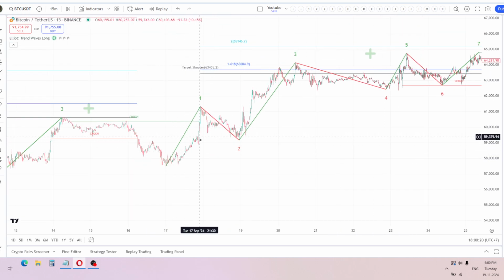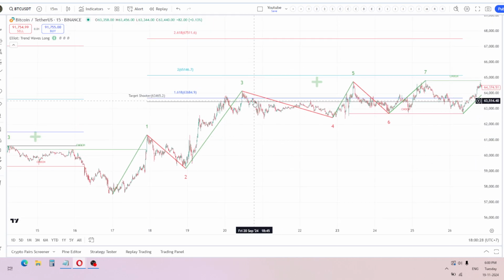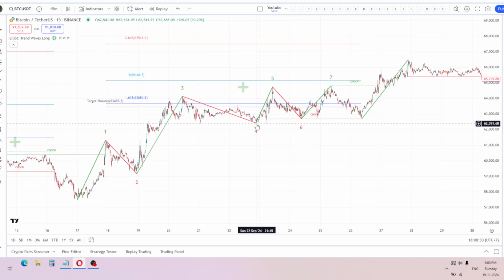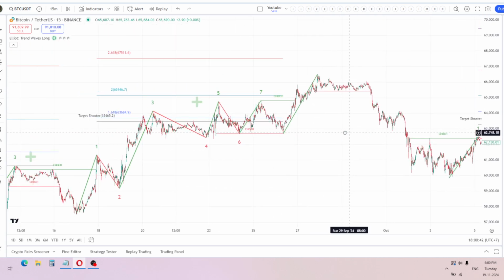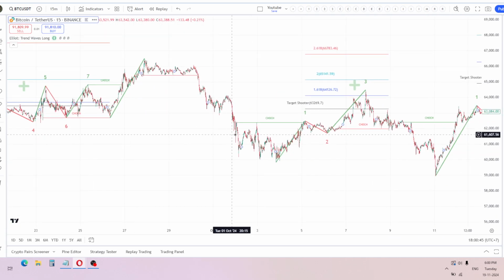Next example, first wave, second wave, entry here, stop loss here, first two targets reached, we move the stop loss to the low of the fourth wave, sixth wave, and make exit here. This trade is in a profit, marked with plus.